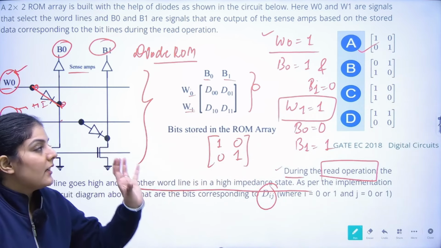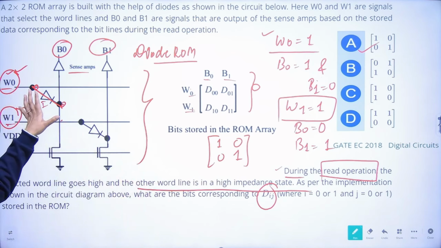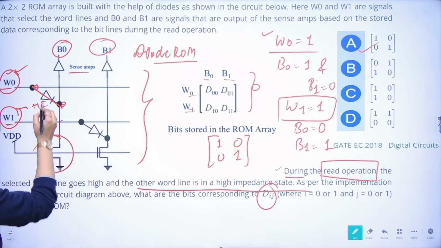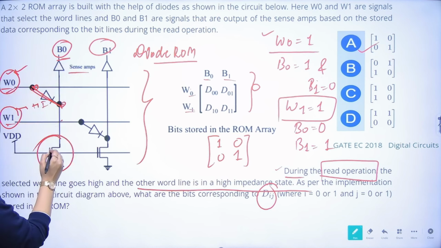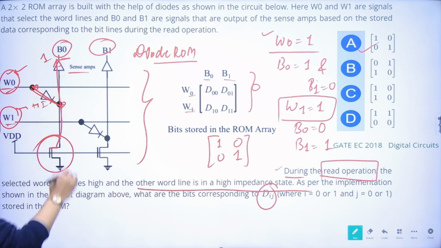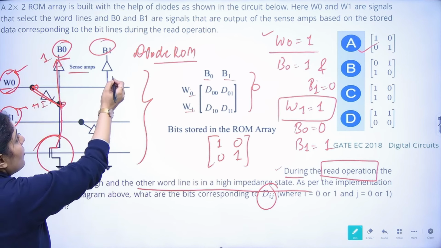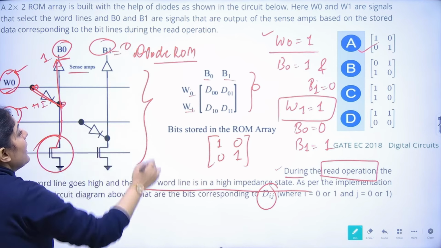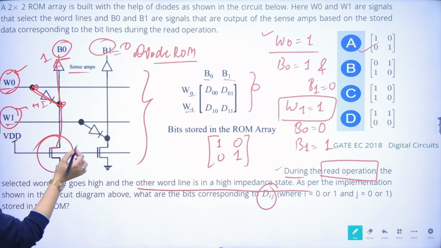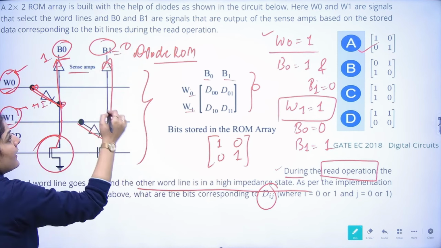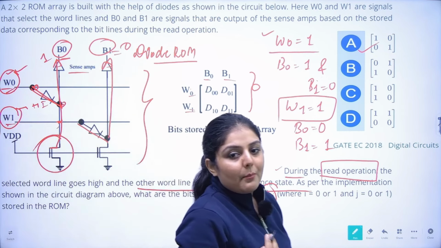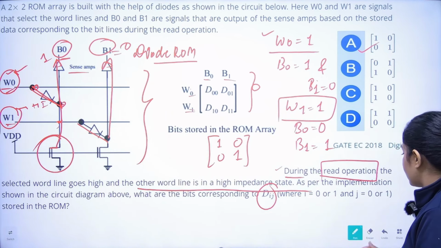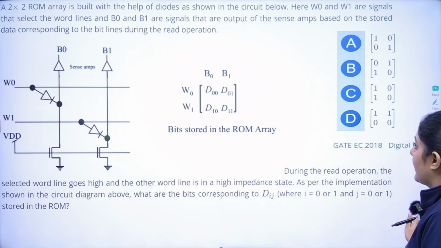So when the diode is connected like this, even if you consider the MOSFET part, when the diode is connected directly to D01, what happens? It goes to high state, so it will be 1, and here there is no connection, so it will be grounded, so it will be 0. Similarly for W1, it will be connected to 1 and it will be grounded. So that's why we can put bits 0 and 1. Right. Next question.